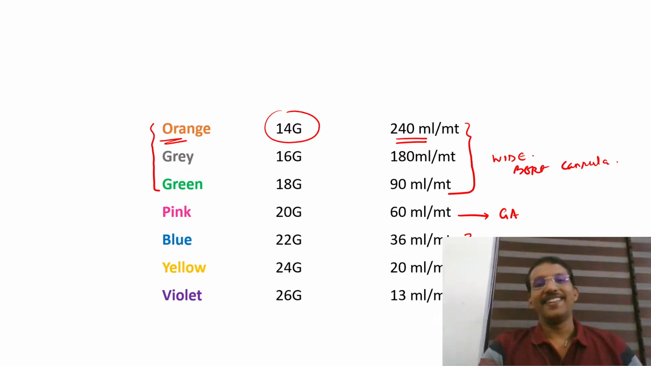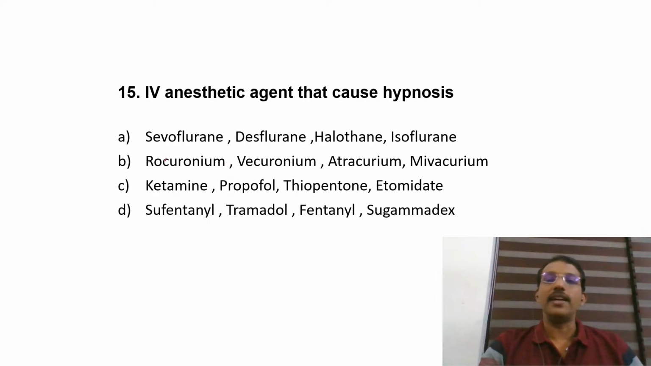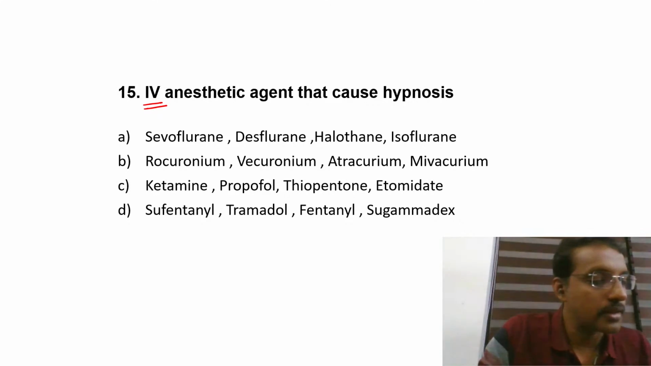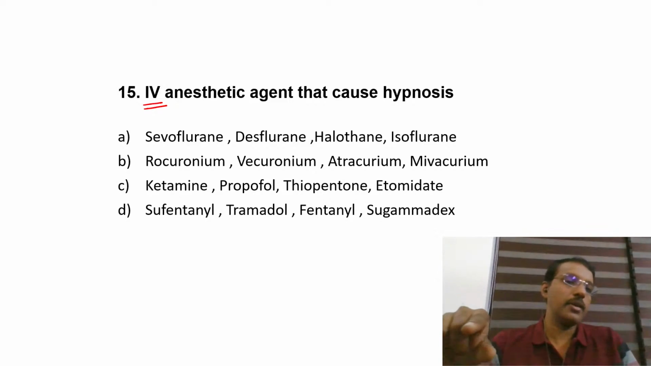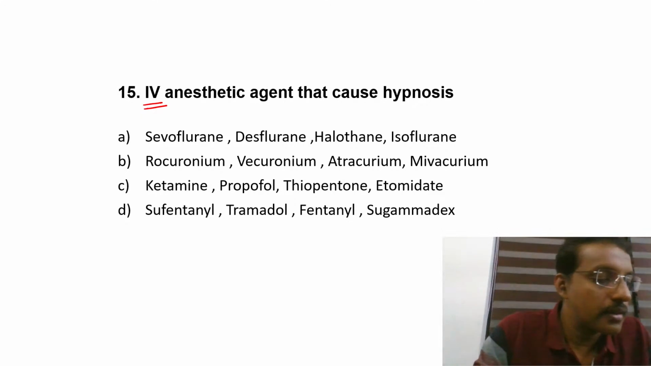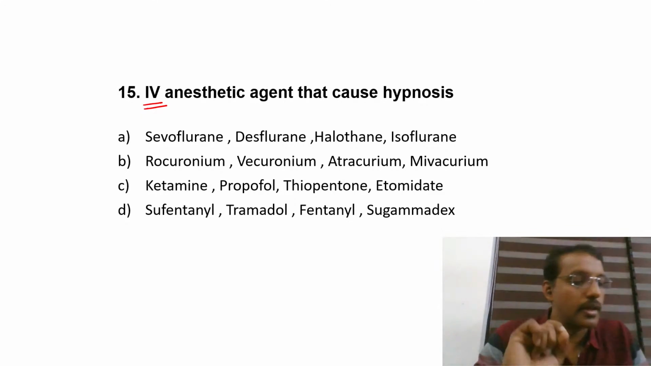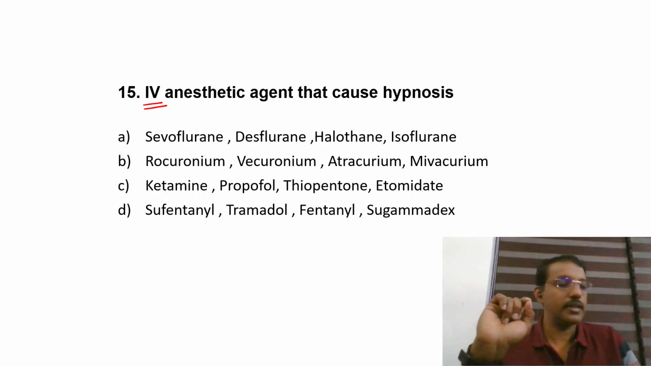That's nice. Now, next question. IV anesthetic agent that causes hypnosis. First you have to identify the IV anesthetic agents. Which are the IV anesthetic agents? Even if you don't look at anything else, you can calculate. What is the question? Calculate the rate of drops in the IV set. Yeah, 8 macro drops is considered, 16 macro drops is considered.